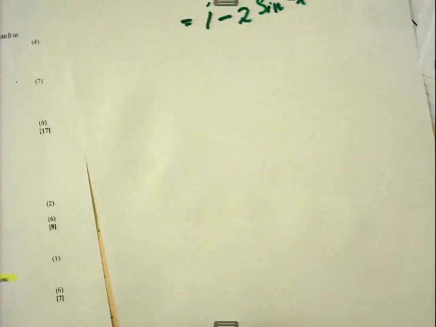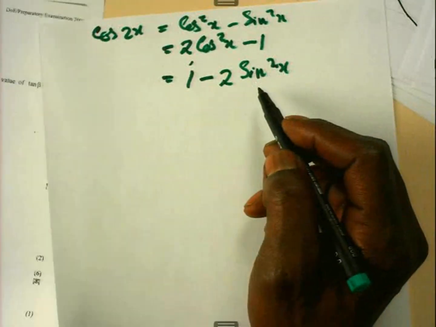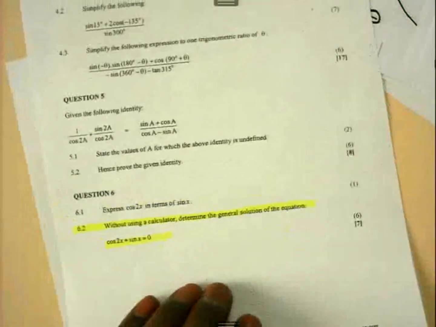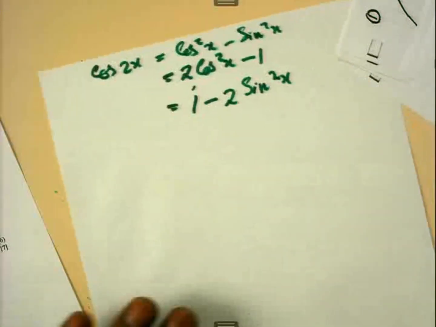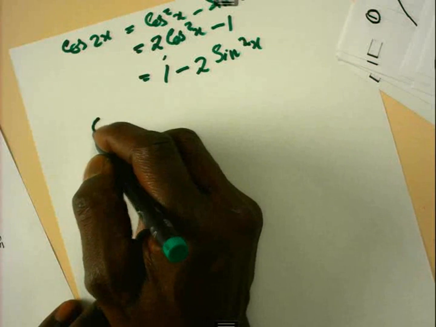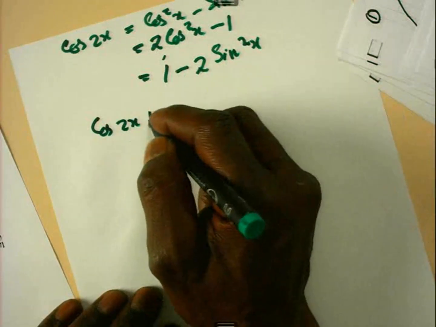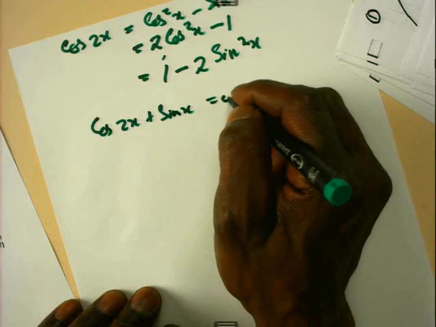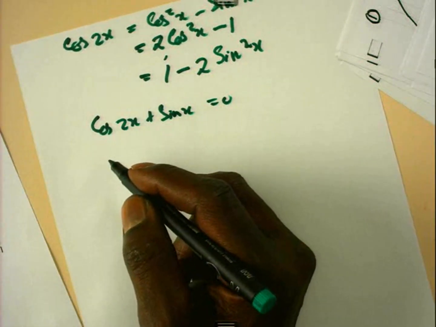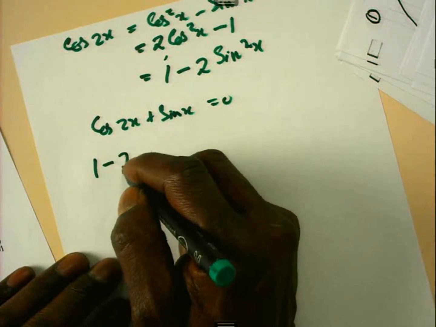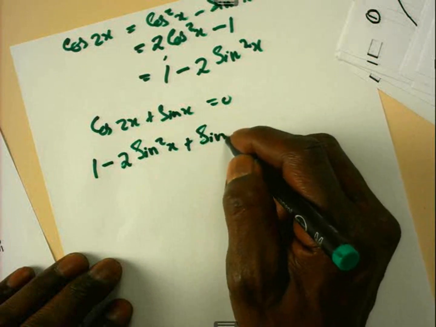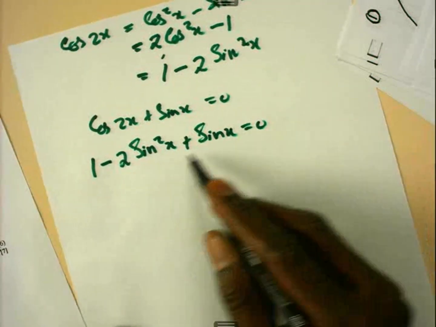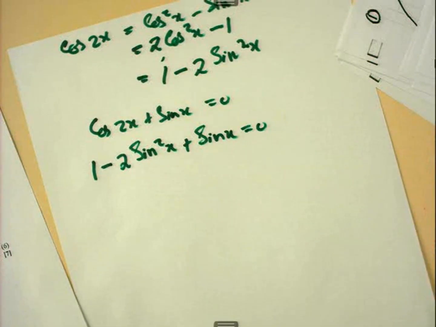Now, it seems to me 1 minus 2 sine squared x will produce the same ratio here. Now, let's have that problem there. We have got cos 2x plus sine x equal to 0. We rewrite cos 2x as 1 minus 2 sine squared x plus sine x equal to 0. So everything has been expressed in terms of sine here. We can now make progress.